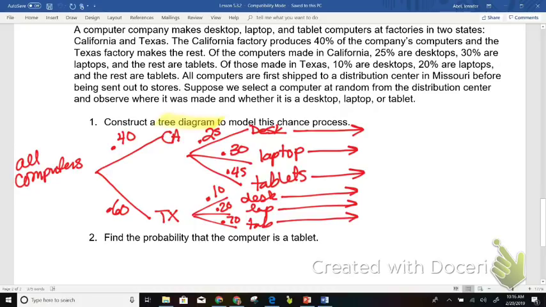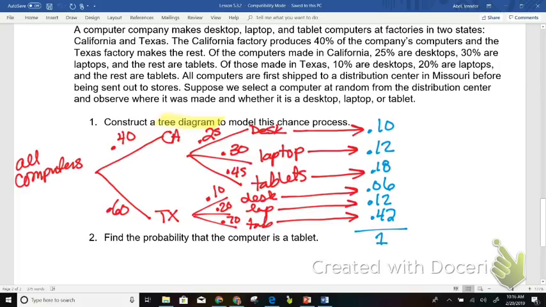So we're going to do 0.4 times 0.25, and that gives us 0.10. 0.4 times 0.3 is 0.12. 0.4 times 0.45 is 0.18, and we'll continue that. 0.6 times 0.1, 0.6 times 0.2, 0.6 times 0.7. Okay, if we do a quick check, these should all add up to 1, which they do.